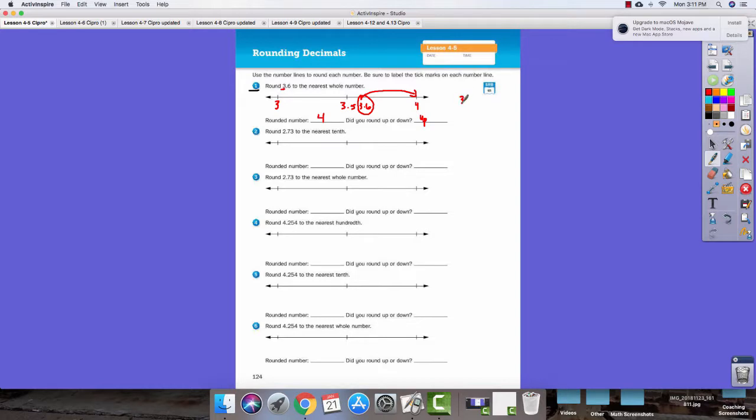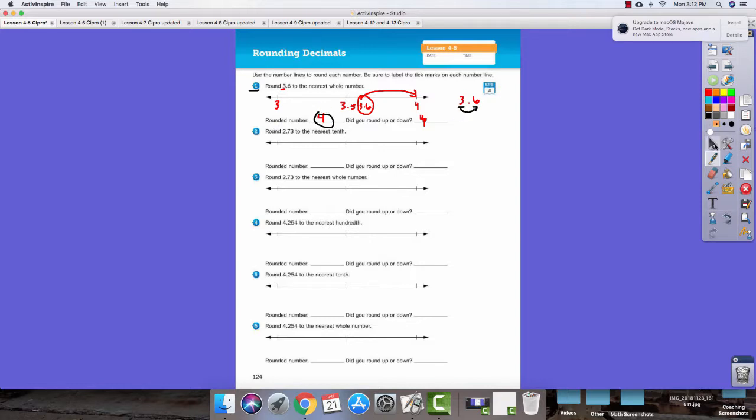Another way to think about it is, if I have 3 and 6/10, I'm going to underline again the digit that I'm rounding, which is my whole number, and I'm just going to look to the right. If that digit is 5 or higher, I'm going to round up. If it's less than 5, then I'm going to round down. If I look to the right, I see that I have 6 in the tenths place. That's higher than 5, so I need to round it up to 4. So 3 and 6/10 rounded to the nearest whole number is 4.